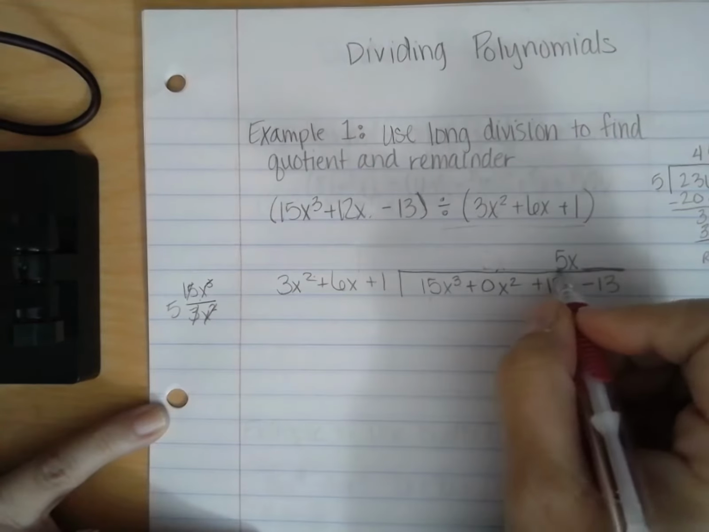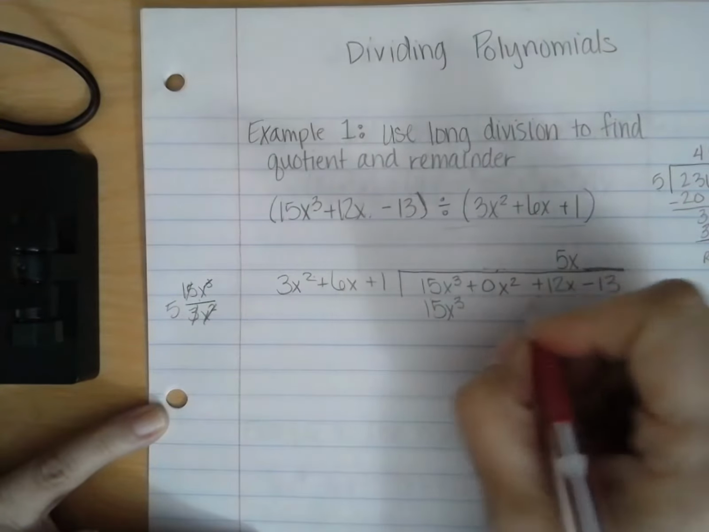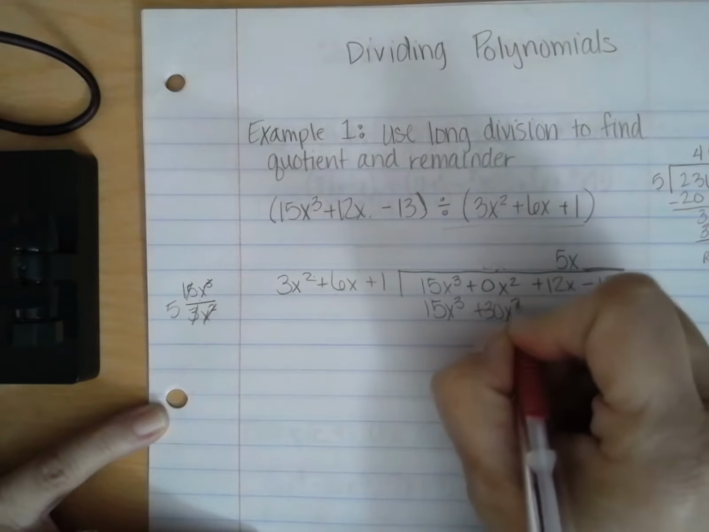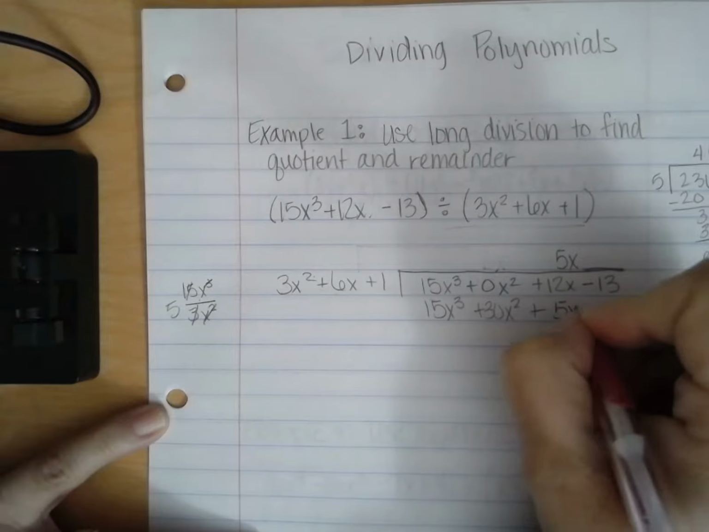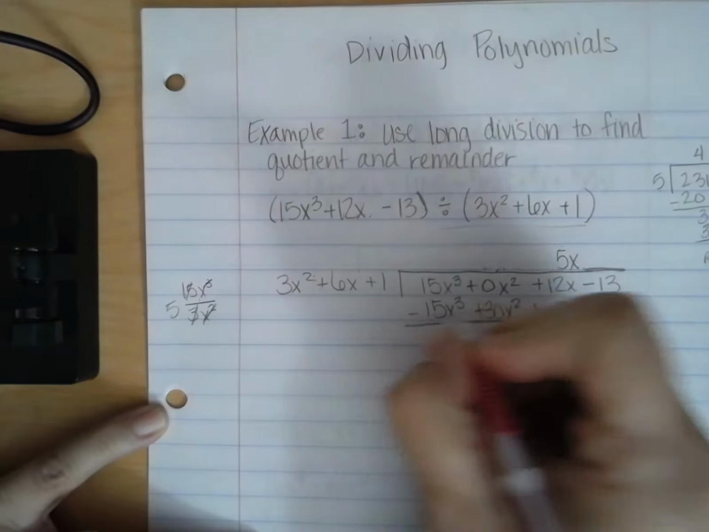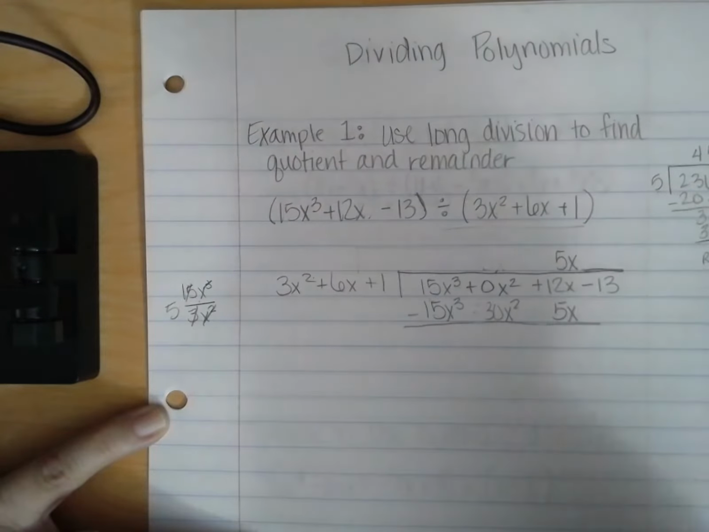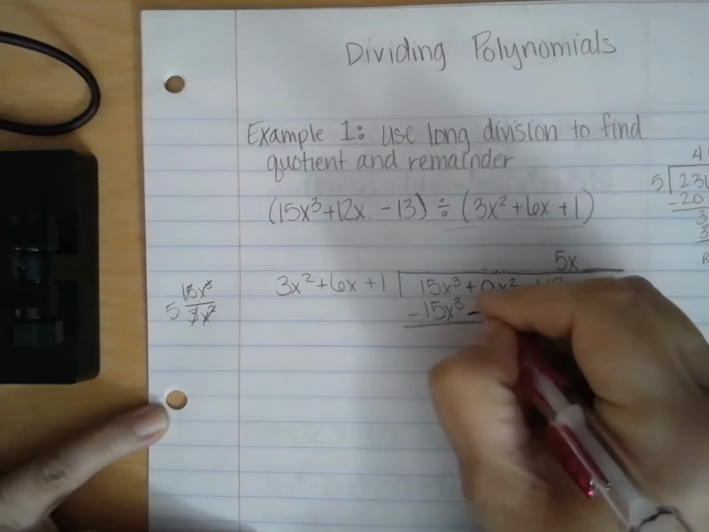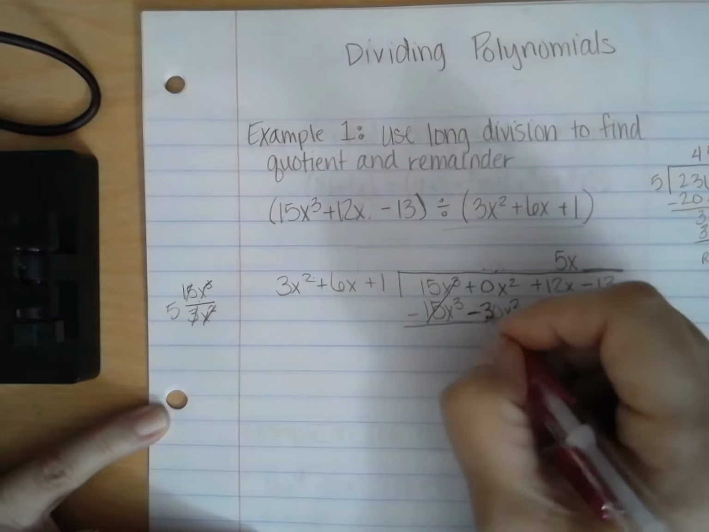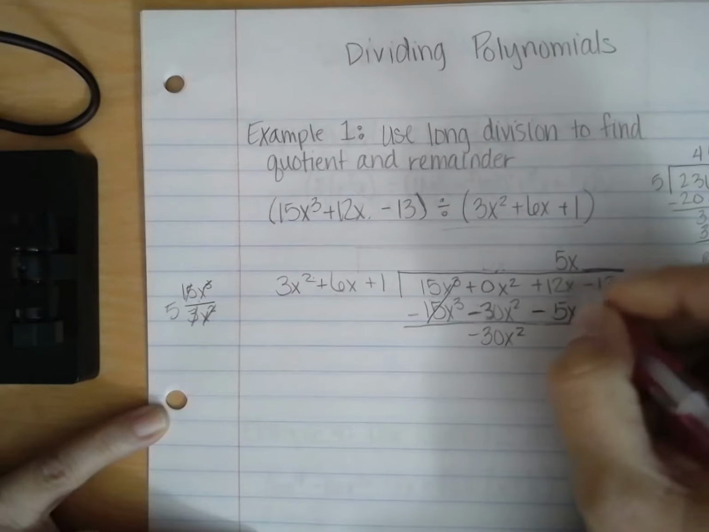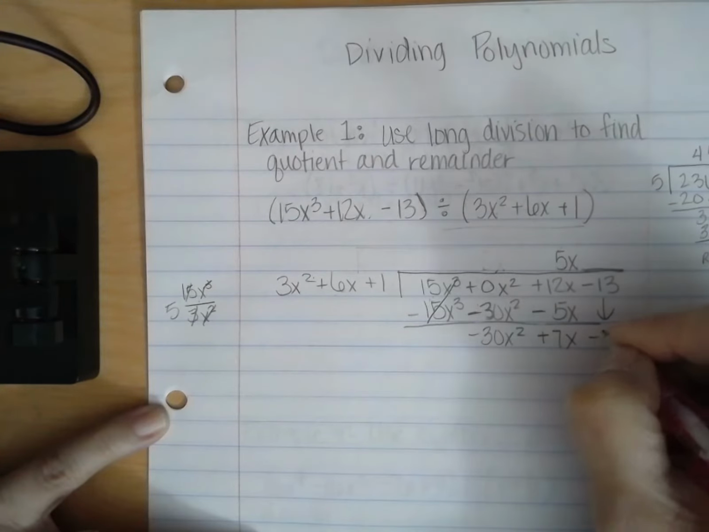5x times 3x squared is 15x cubed. 5x times 6x is 30x squared. 5x times 1 gives me plus 5x. And now we're going to subtract straight down, which changes all of the signs for everything underneath, just as if we were doing that first step. So 15 minus 15, that goes away. 0 minus 30 becomes negative 30x squared. 12 minus 5 gives me 7x. And then we're going to bring down the negative 13.